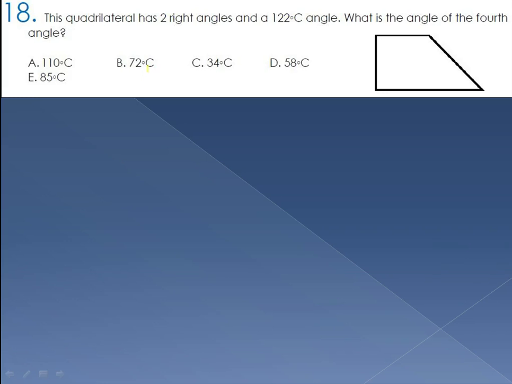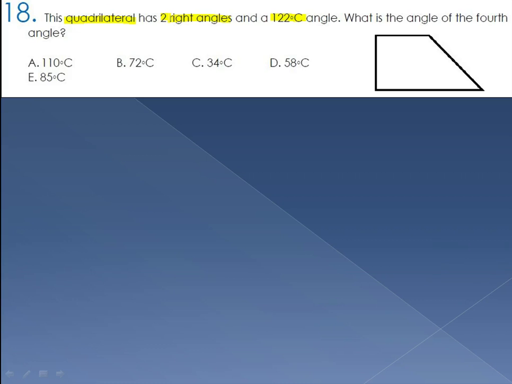This next one, this quadrilateral has 2 right angles and a 122 degree angle. What is the angle of the fourth angle? So key information you need to know is they mightn't even sometimes give you a diagram, there might just be those words. You need to know that the quadrilateral has 4 sides, just in case they don't show you a picture and you can't see how many sides it has. You need to know how many degrees a right angle has. A right angle has 90 degrees and then the 122 degrees. So 2 right angles in it and a 122 degree angle. What is the angle of the fourth?